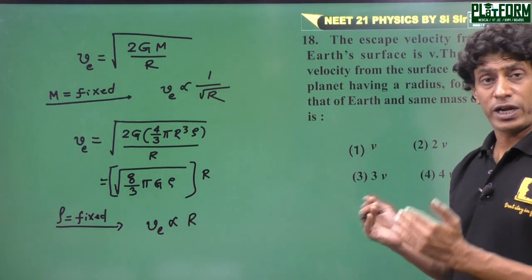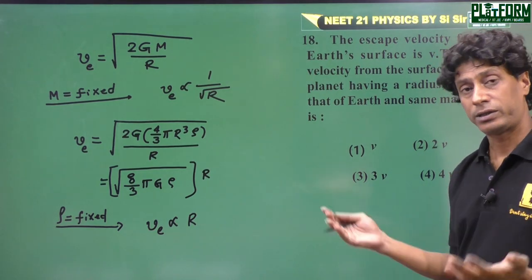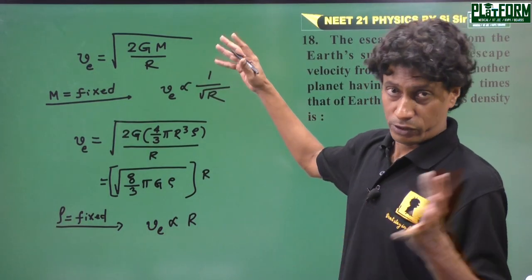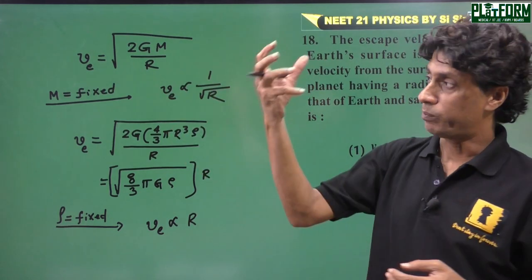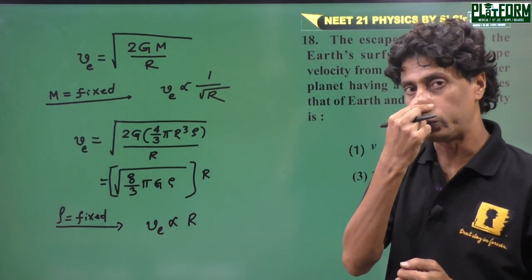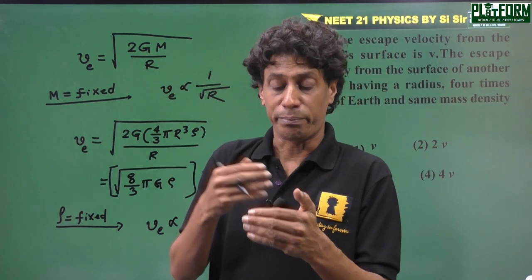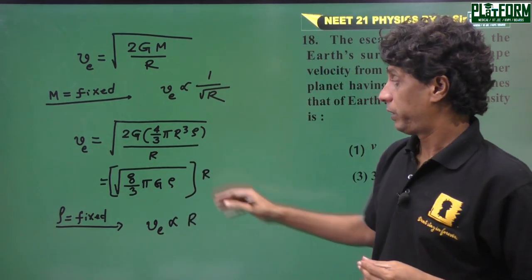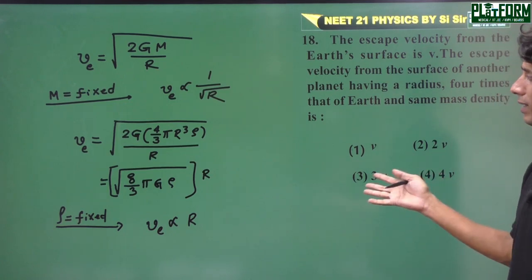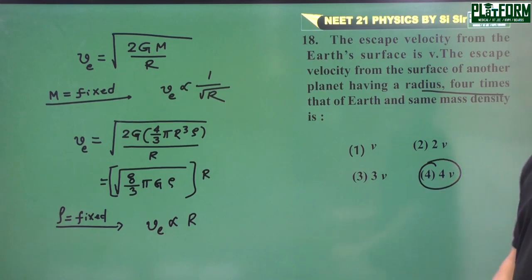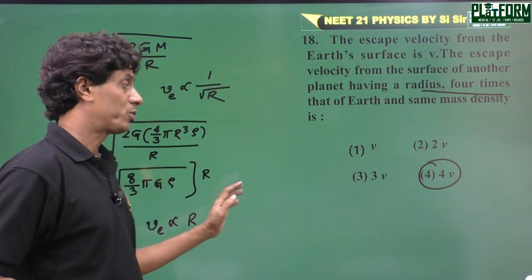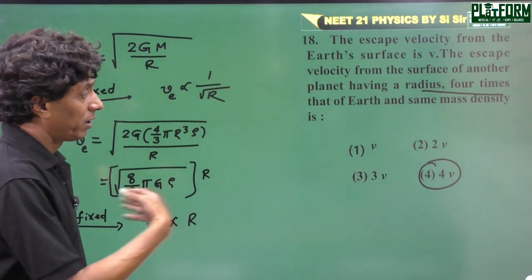Okay, so there are two types of problem, particularly in the gravitation chapter, and also in the case of capacitors, the combination of charged particles, or in the case of viscosity, when any spherical block falls down through a viscous medium, it finally attains a terminal velocity. In the case of terminal velocity, we can apply the approach of mass control and density control. So if the density is fixed, escape velocity is directly proportional to R. And here the radius is 4 times, so the answer is 4V. It is also a problem based on the concept. If you have the idea about mass control and density control, the solution of this problem can be found without any pain.